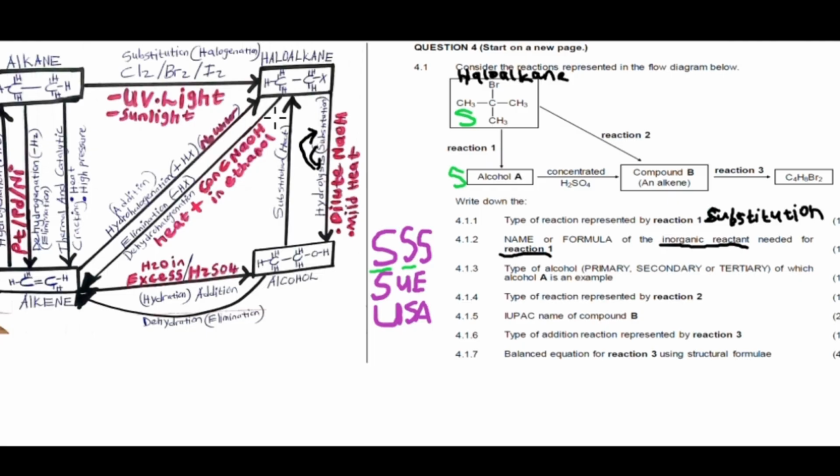So now we're moving from a haloalkane to an alcohol. But now what is the inorganic reagent that is needed? It is the dilute sodium hydroxide. We need to add that dilute sodium hydroxide, or the dilute strong base, you can just say that. But now for the name or the formula, I'm just going to write the formula, guys. Sodium hydroxide, NaOH. That is my formula. So that is your 1 mark there.